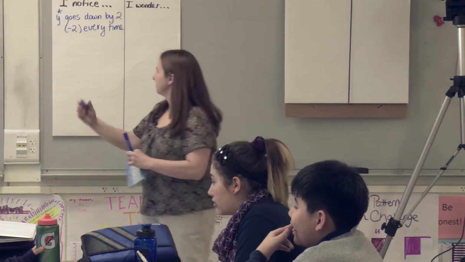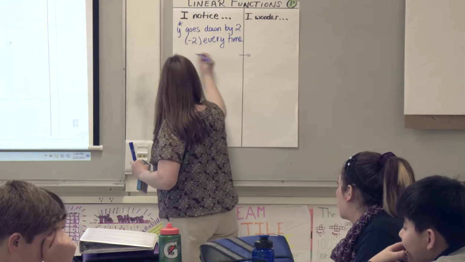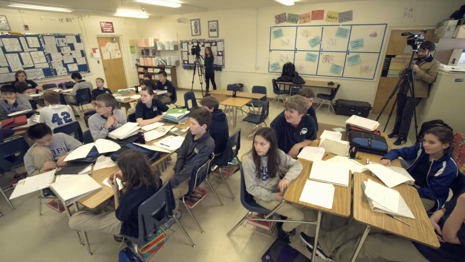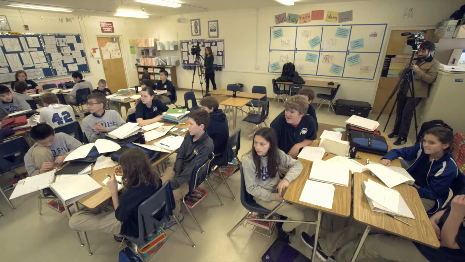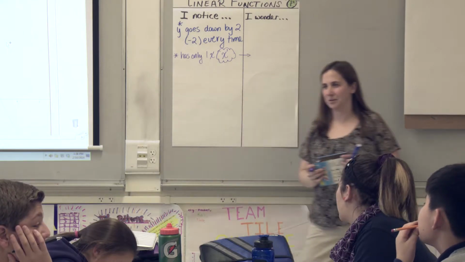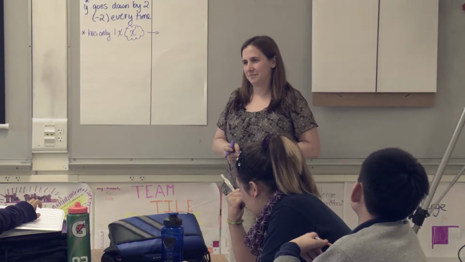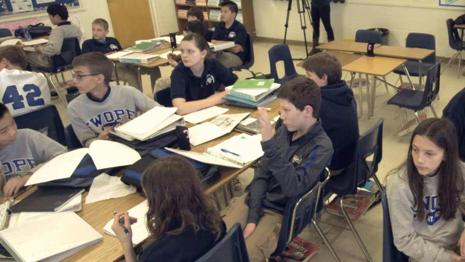I noticed that the equation only has one x, but it goes with an I wonder, so we can also do an I wonder. Okay. Oh, okay, cool. So it has only one x. I'm going to put this right here in a bubble. That's an x to the first power. Okay, and how does that go to an I wonder? I wonder if the equation had 2 x's, what would happen then?